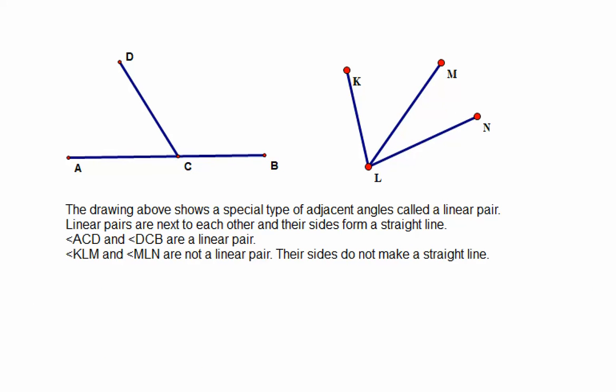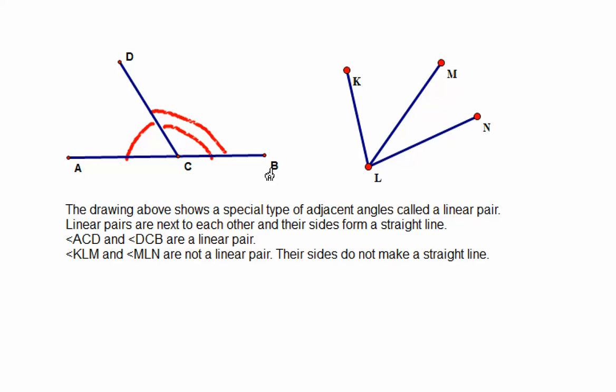The drawing above shows a special type of adjacent angles called a linear pair. Linear pairs are next to each other, and their sides form a straight line. The example on the left is a linear pair. Angle ACD and angle DCB are a linear pair. I highlighted the two angles we're looking at. Notice how they are adjacent. They share side DC and they form a straight line at the bottom. A, C, B are all on the same line.